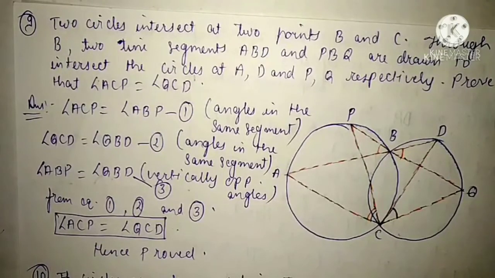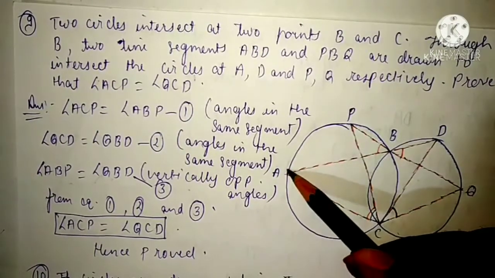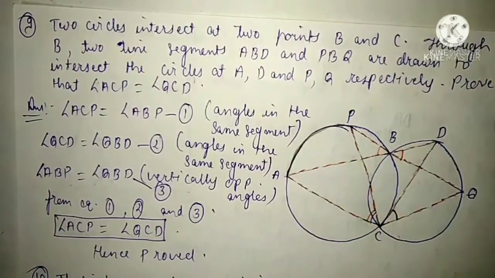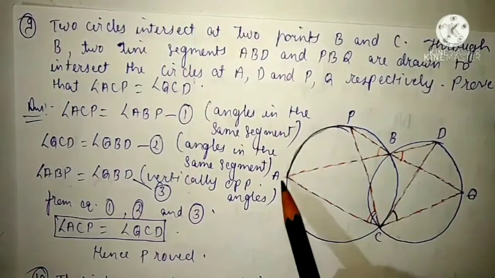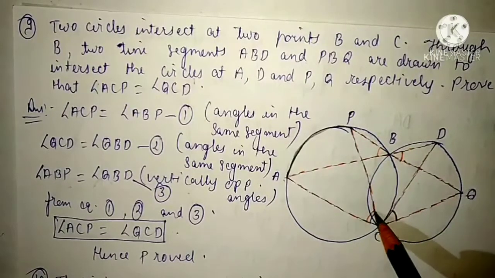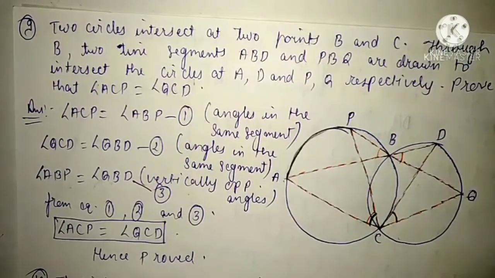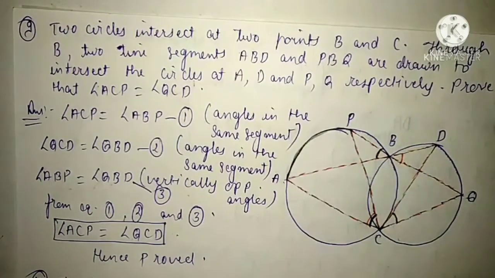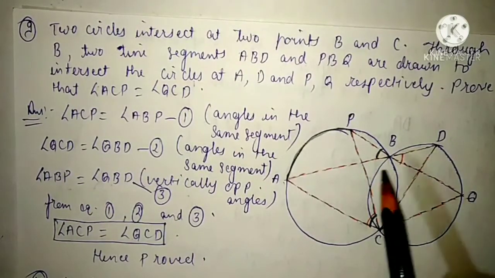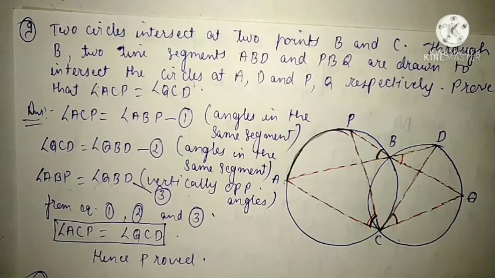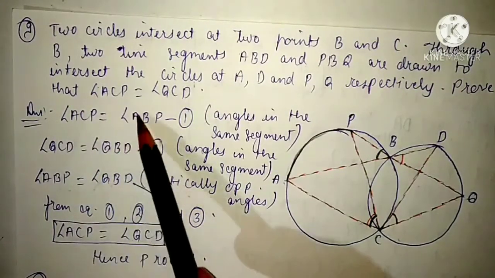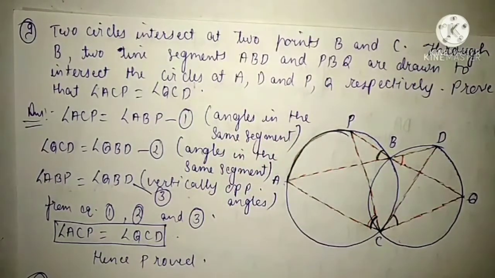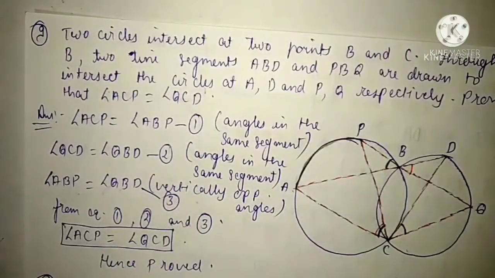See, first of all, this AP is an arc. Now from this arc, angle ACP, this angle is formed, and angle ABP, this angle is also formed. So we can say that they are angles in the same segment of a circle. So angle ACP is equal to angle ABP. Reason will be angles in the same segment of the circle. Name this as equation number 1.